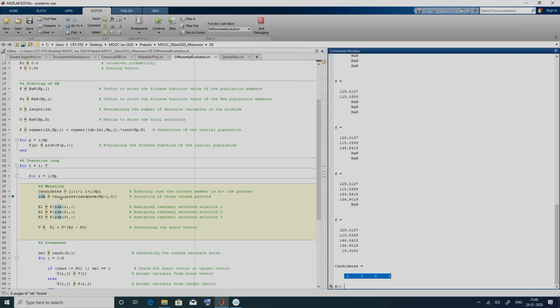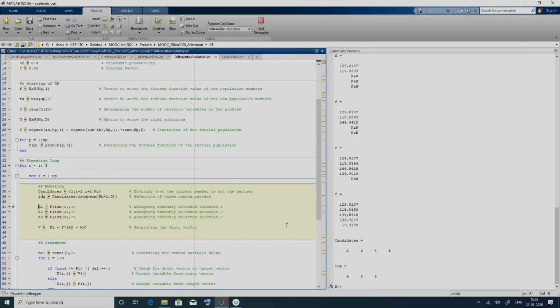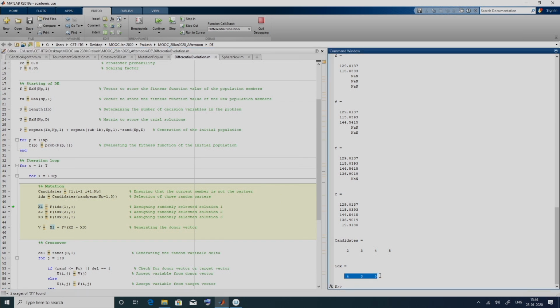Now, we have eliminated the ith solution from the list of candidate solutions, right. Because for the first solution it cannot be partner. So, we are going to select partners from these 4 solutions 2, 3, 4, 5. Now, what we are doing is a random permutation from 1 to 4. So, this will be NP minus 1, this value would be 4 and we are taking 3 randomly permuted values. So, here in this case 4, 3, 5. So, now if you see, this satisfies our purpose that we are able to select 3 different partners which are not equal to the ith solution.